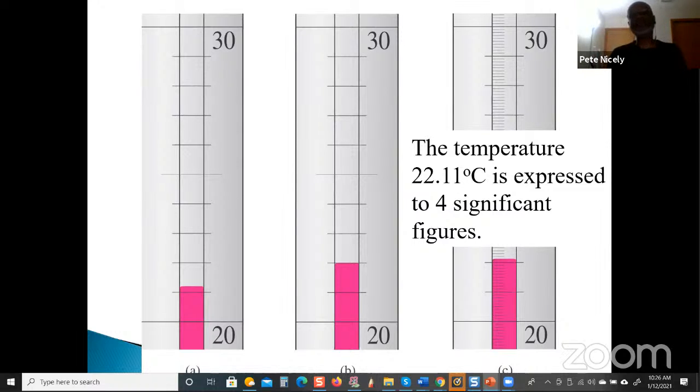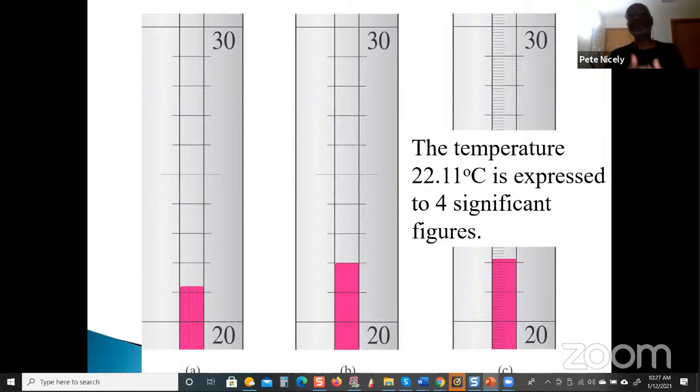So I thought it was important for me to go through this so that you understand how to derive the correct number of significant figures when you're doing experiments. For example, if you're doing a lab, you will have a similar type of scale on different instruments, such as a burette.